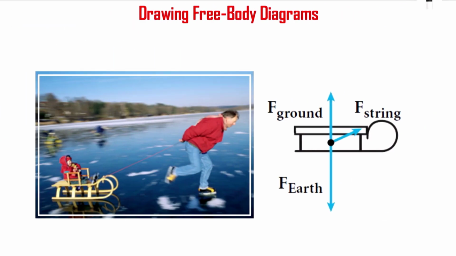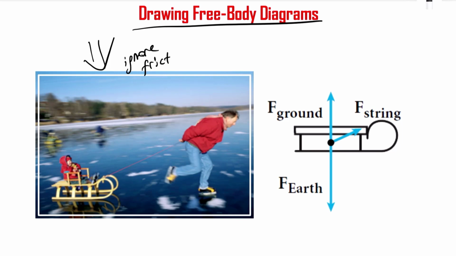For example, here, drawing a free body diagram. As you see in this picture, the father is pulling his son, whatever else, it doesn't matter, on the icy place, on the ice cap. And here on the ice we can ignore what? Friction. We can ignore the friction for now. In another part of this chapter we will discuss the friction, but now we are not calculating it.